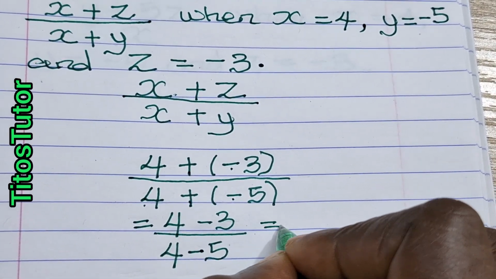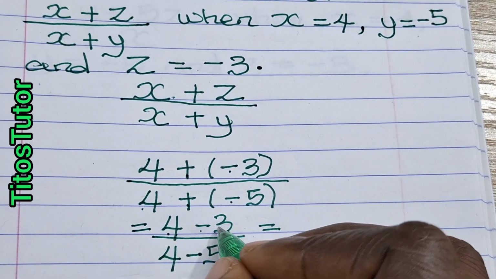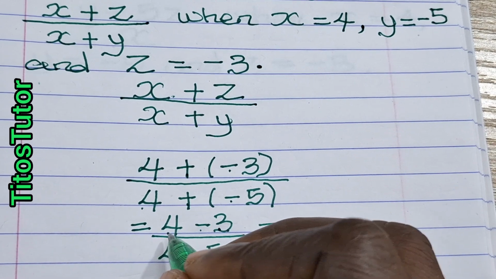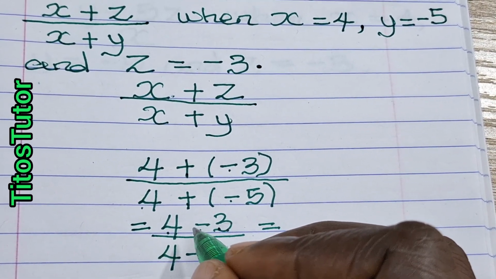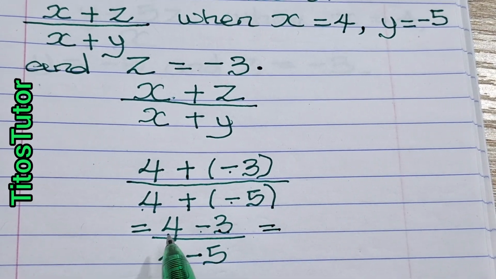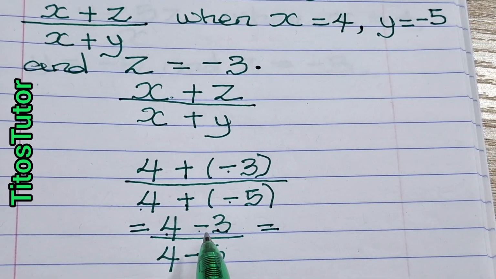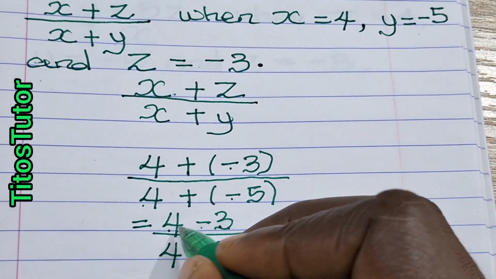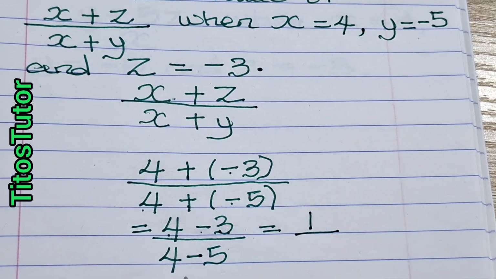So here I have 4 minus 3. 4 is positive, 3 is negative. They have two different signs, so I'll subtract, and my answer takes the sign of the larger number. So because 4 is bigger, my answer for the numerator will be positive. So here I have 4 minus 3 is 1, and it's a positive 1 all over.